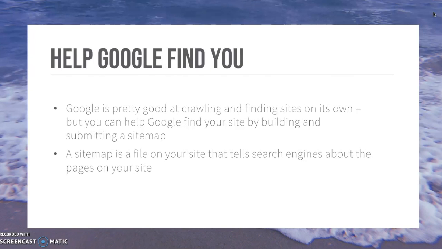We need to start out by helping Google to find you. Google's pretty good at crawling and finding sites on its own, but you can help Google find your site by building and submitting a sitemap. A sitemap is a file on your site that teaches search engines about the pages on your site. This is going to be really important because before we can really try to boost your placement on Google search results, we have to make sure that Google can actually find your website.